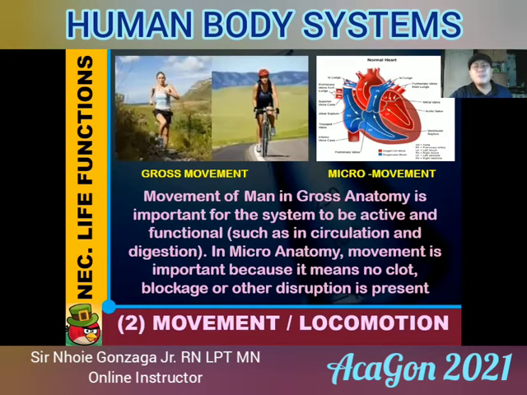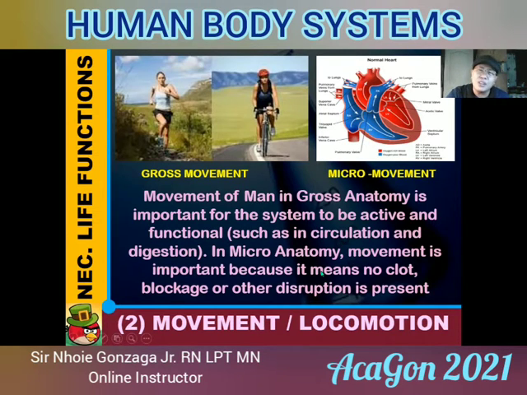Second, it promotes effective movement and locomotion. Okay? When you say micro movement, these are the movement of the micro anatomical structures. So you say gross movement, these are the movement of the large parts of the body, large organs of the body. Now, movement of man in gross anatomy is important for the system to be active and functional. We call this movement as exercise or work. Okay? Now, in microanatomy, movement is important because it means no clot, no blockage, or other disruption is present. So it's more of the movement of the blood, movement of the nutrients.